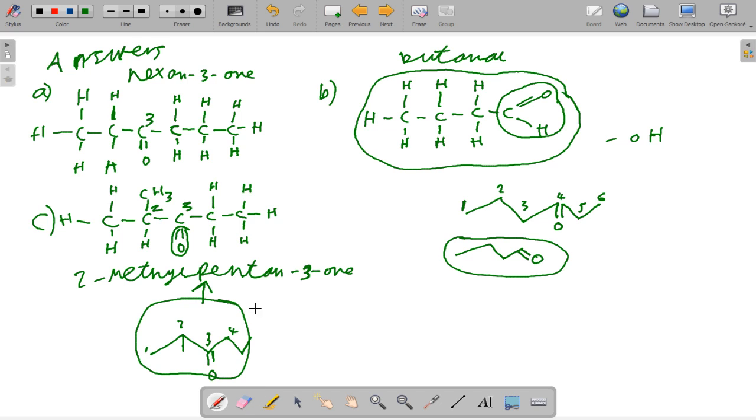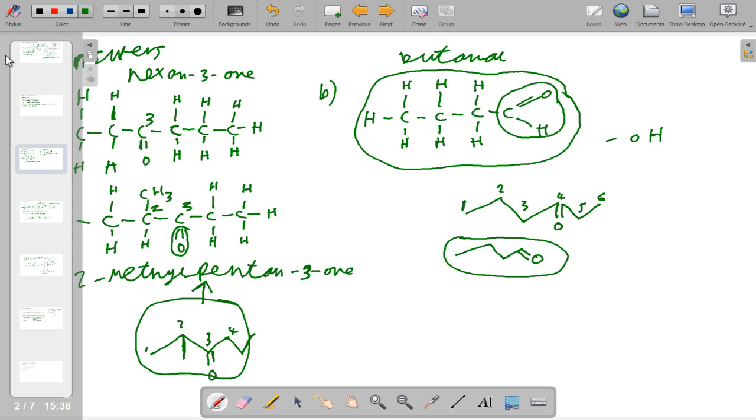Notice how I use the methyl group. The methyl group can go in any orientation. Same with the double bonds, here and here, it doesn't matter. As long as you draw them on the right carbons, you should get the marks in an exam.